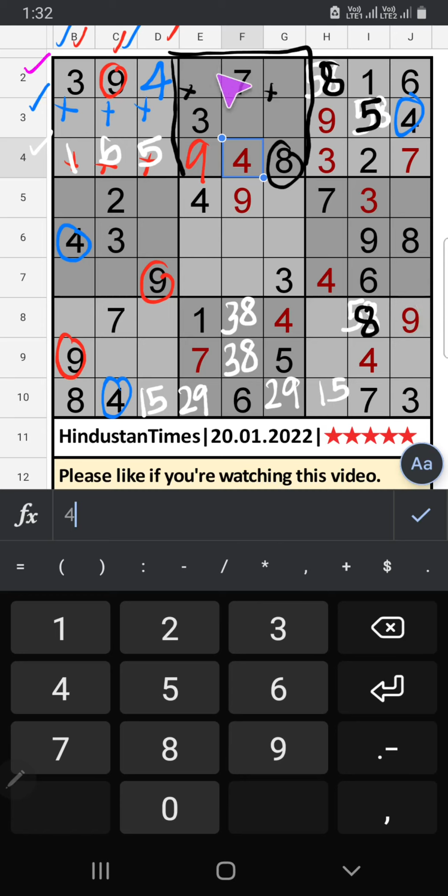Second row, only 2 numbers are remaining, 2 and 5. Column G, we have 5. So 5 can't come in this cell. 5 is confirmed here, then 2 is here. We confirm 2, so 2 can't come in this cell. 2 is confirmed here, then 9 is here.